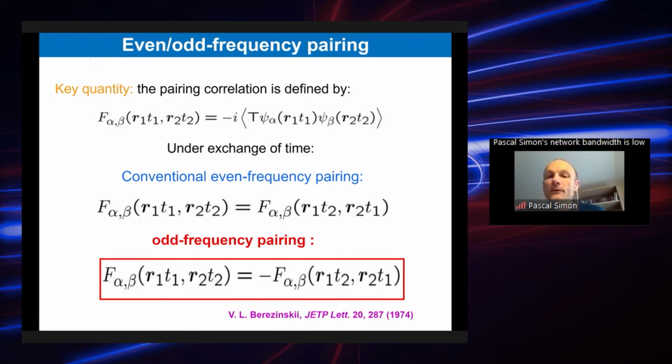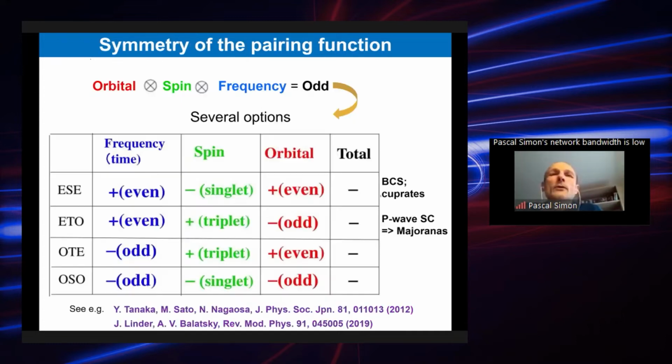And this was first predicted almost 50 years ago by Berezinskii, and he wanted to apply that to helium-3, but it turns out not to apply. And during these 50 years, there has been a lot of work on this odd frequency pairing. And when you conceive this odd frequency pairing, where to find it?